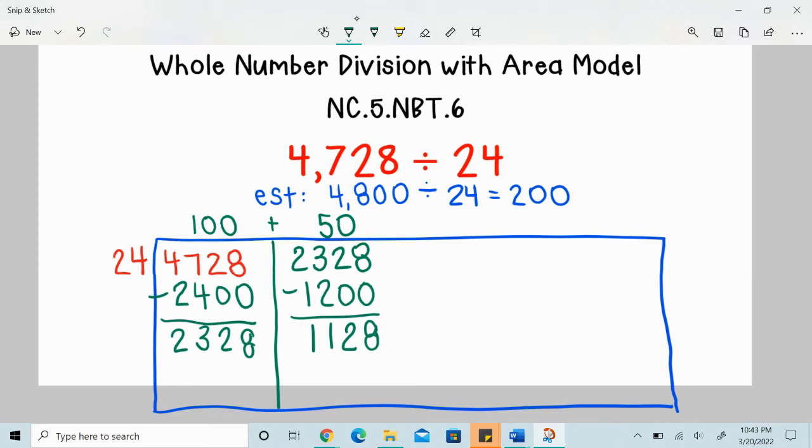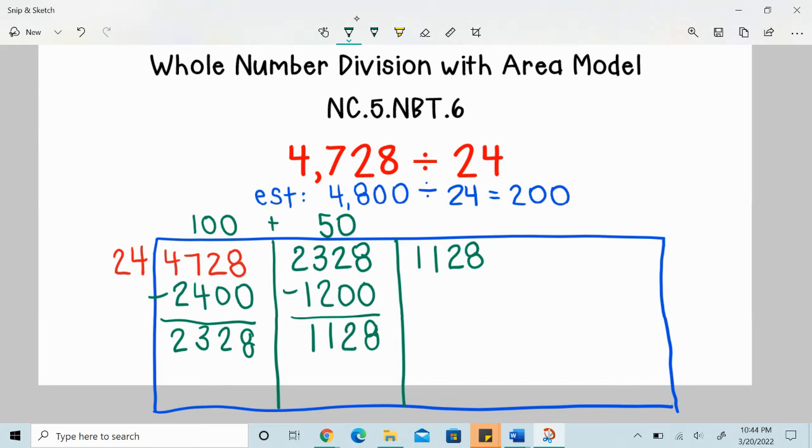Okay, and I see that now I have 1,128 left. So I'll go ahead and move that over, 1,128. And now I'm thinking, well, if I tried to do 24 times 50 again, that would give me 1,200, which is just a little bit too big here. So I think I'm going to need to try something like 24 times 40. And that's not a fact that I know right off the top of my head. So I'm just going to come over to this side and just work out 24 times 40.